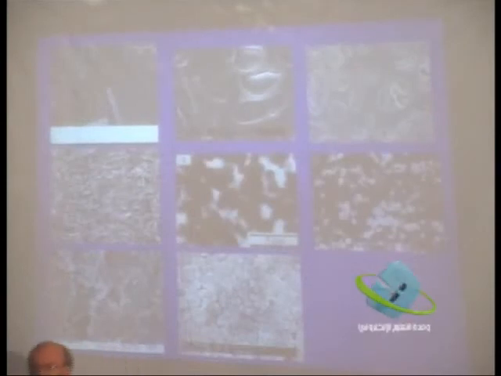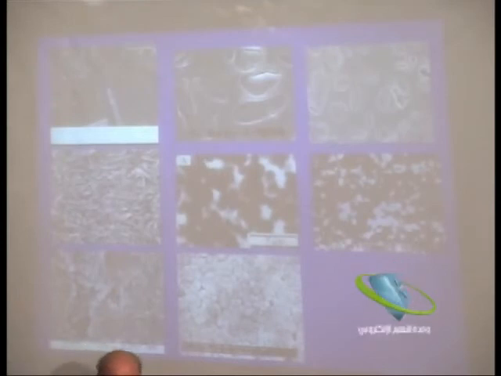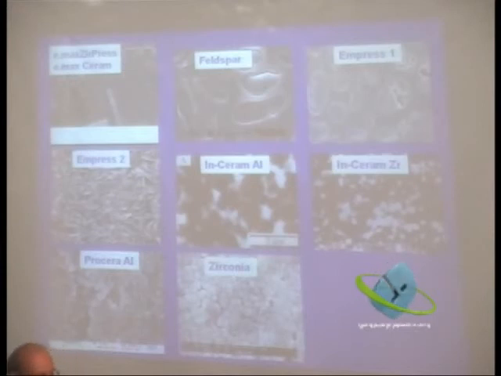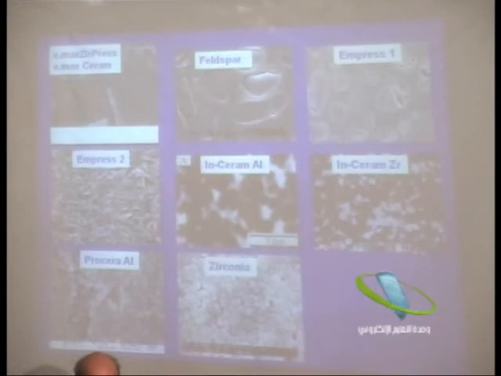So what are the microstructures of these materials, and what are the mechanical properties? So here are the different microstructures we've been talking about. And what are the mechanical properties of these systems? So here we have this Zerpress. These are the different materials, and so this is a feldspathic porcelain which has got leucite in it, the Empress 1, Empress 2, the In-Ceram, etc. So what are their mechanical properties?